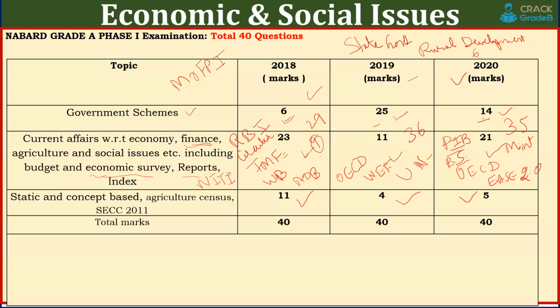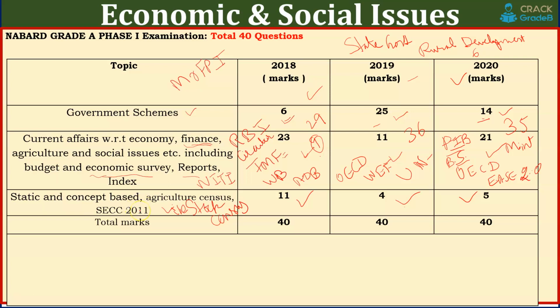The next part is the static and concept based part, and agriculture census, SECC 2011, and livestock census we can write here. So 11 marks in 2018 from the static part, in 2019 4 marks, in 2020 5 marks. This is the economics and social issues paper, but sometimes they have asked agriculture schemes and agriculture census questions also in this ESI, so you have to take care of that.